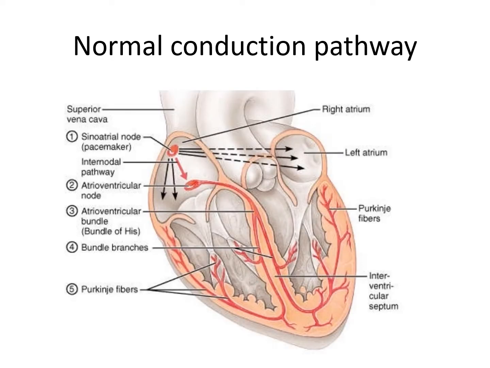So this is a pictorial representation of the normal conduction pathway of an anatomically normal heart. The impulse starts from the sinoatrial node, which is also known as the pacemaker of the heart, located in the right atrium. It then travels through the internodal pathway to the atrioventricular node. From the AV node, it travels to the bundle of His, which subsequently branches off to the bundle branches, right and left bundle branch, and then subsequently travels into the Purkinje fibers, which take the impulse throughout the ventricular musculature.